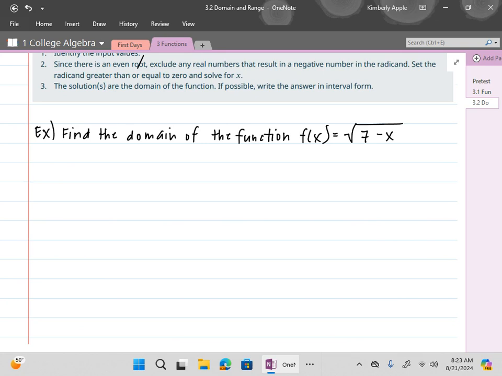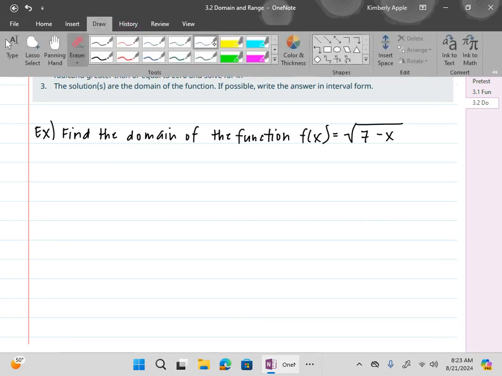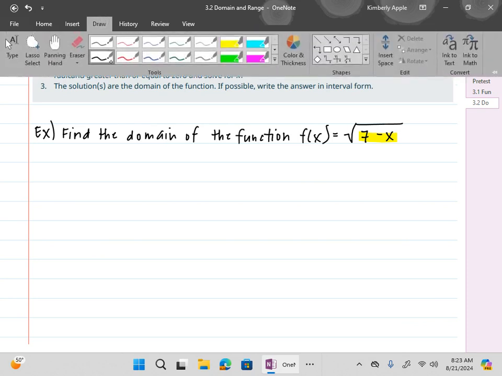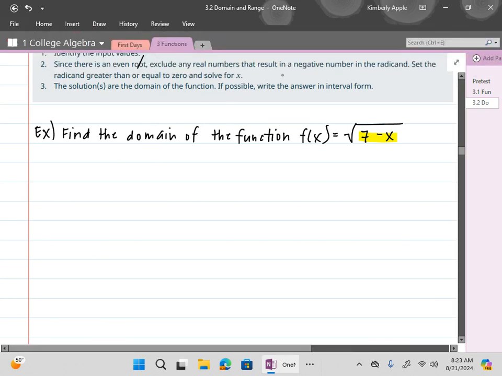Does that make sense? So we want all of the values set equal to 0, and we're going to solve. I'm just going to take this and look and see where that's going to work. So this would be 7 minus x greater than or equal to 0. And these are the values that I'm going to keep.